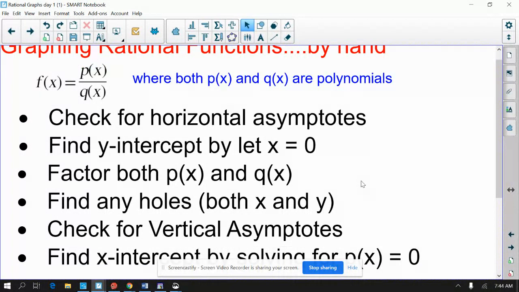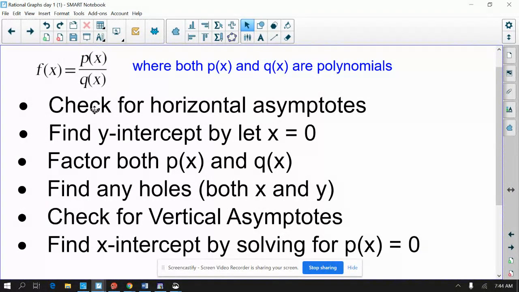And to graph these, we have a lot of clues. You can find a horizontal asymptote. Some have them, some don't. A y-intercept will help us. That's always the result when x equals 0. We're going to factor p and q, so we're going to factor the numerator and the denominator. That's going to help us find asymptotes and holes. And we're going to find x-intercepts. The x-intercepts are the x values that make this whole thing equal 0. But that's just really finding out what makes p of x equal 0. What makes the numerator 0?